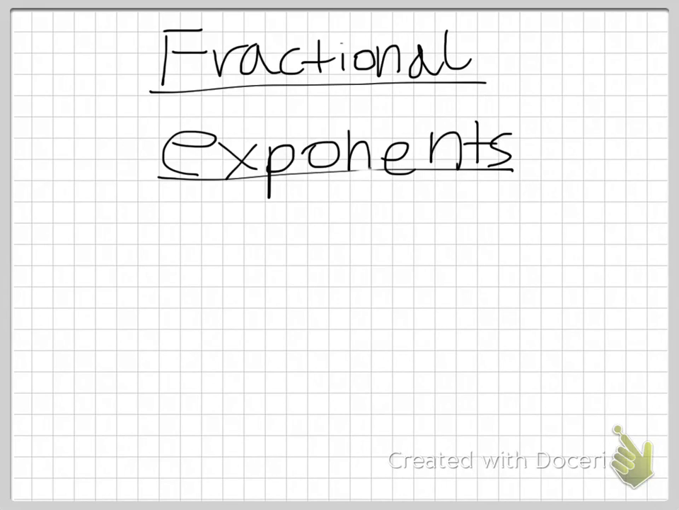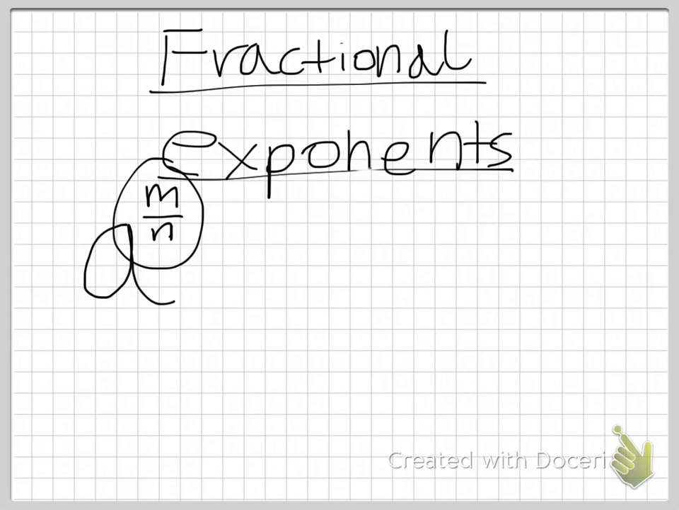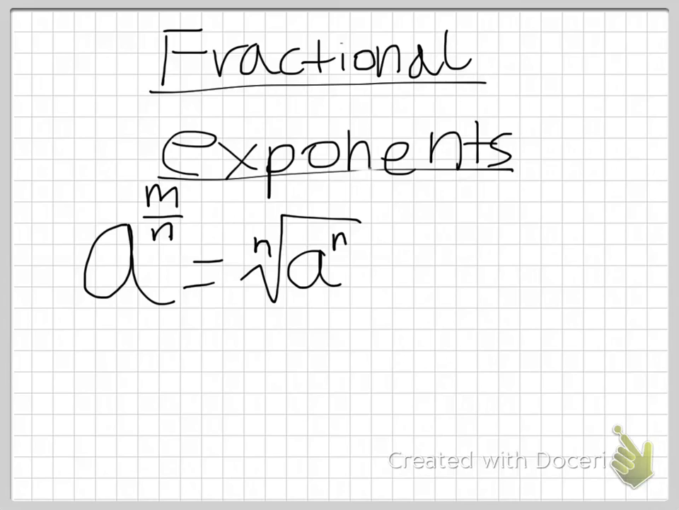So the rule for fractional exponents is if you have a number a to the power m over n, so the exponent is a fraction m over n, then that equals the nth root of a to the m. So what does that mean?